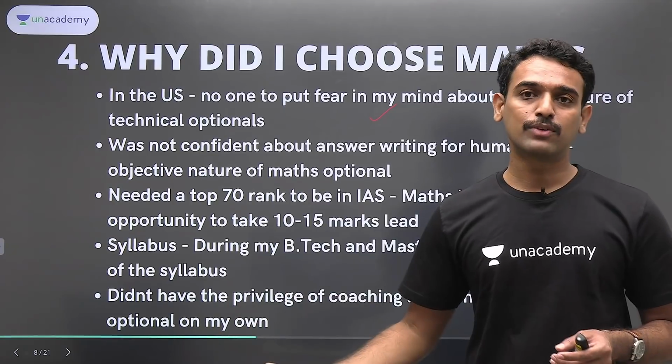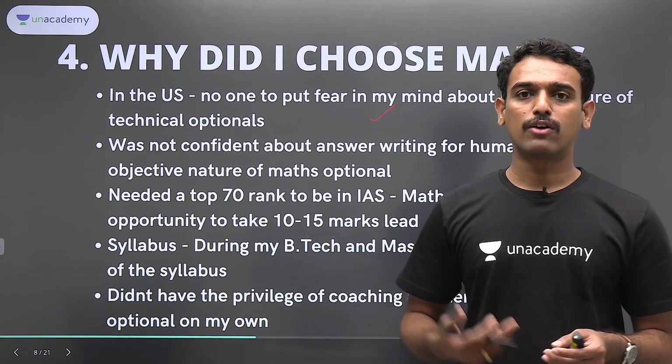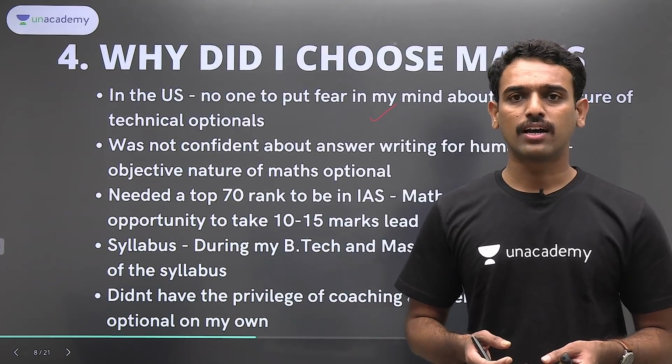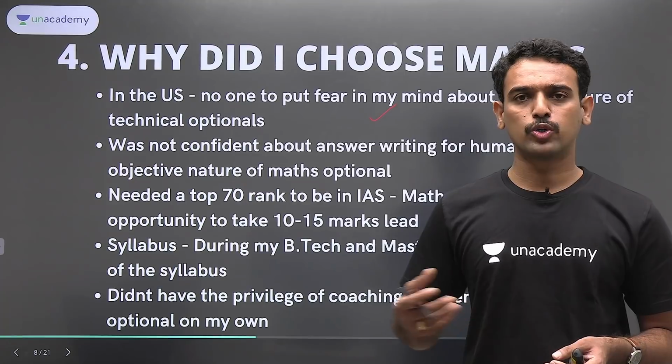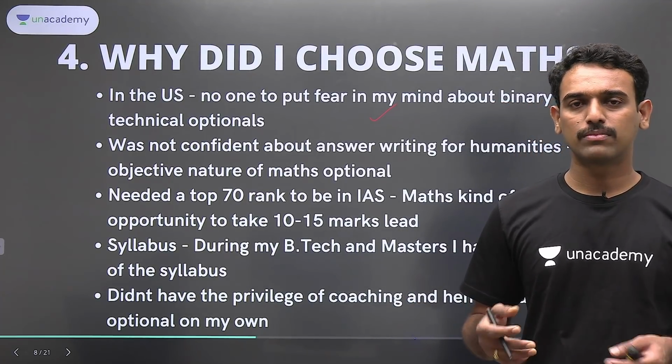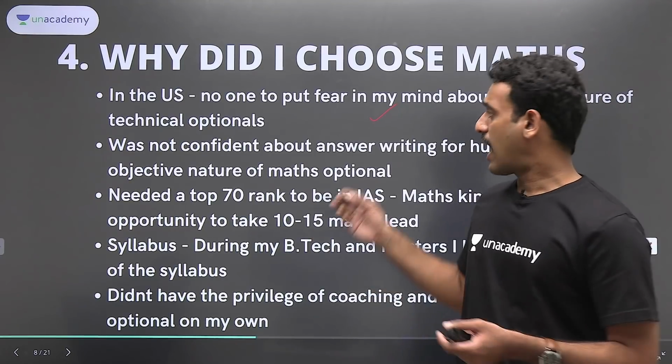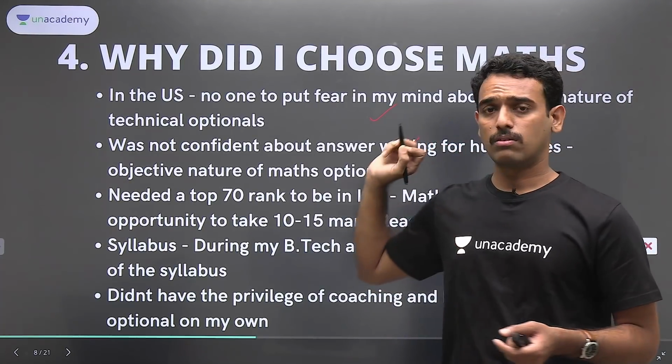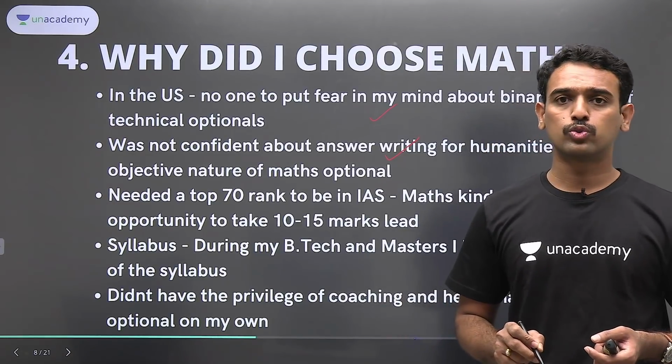And I'm already competing with people from North India, or South India, or anywhere in India, who have a huge grasp of the humanities as their optional, and if I'm getting 20-30 marks less than them, then I'm nowhere in the race. So I knew about my weakness, that answer writing is going to be my weakness if I choose humanities as my optional.